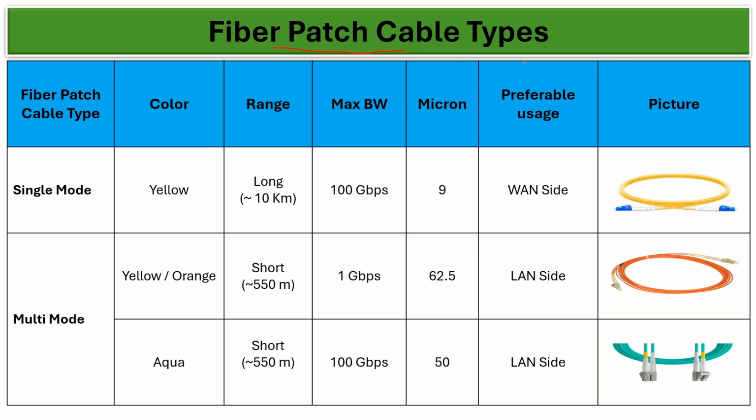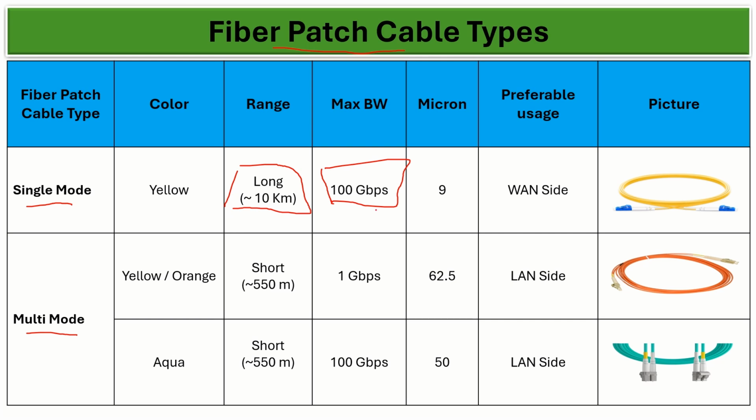With that, we'll start with first, the fiber patch cable types, which are basically the patch cords of fiber. Now, the patch cords are fundamentally of two types. One is single mode and the other is multi-mode. Single mode is primarily for longer distance, as written, 10 kilometers, somewhere around that. In addition, it also provides high bandwidth throughput of around 100 Gbps.